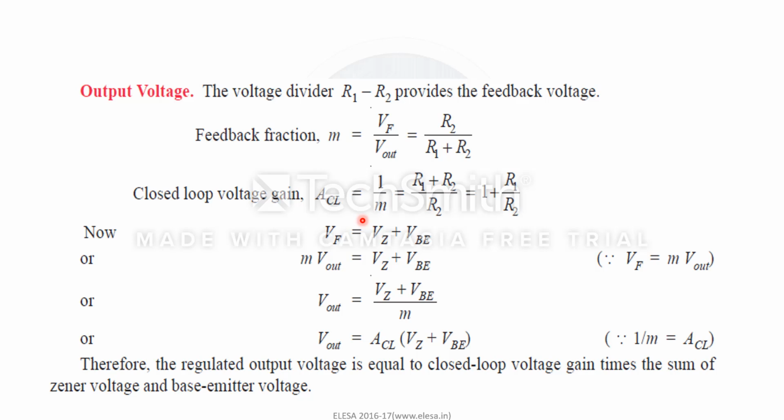So, as we observe, the output voltage of the regulator is equal to closed loop gain times the sum of Zener voltage and base emitter voltage. So, it provides a good regulation at high current, unlike the simple emitter series voltage regulator.